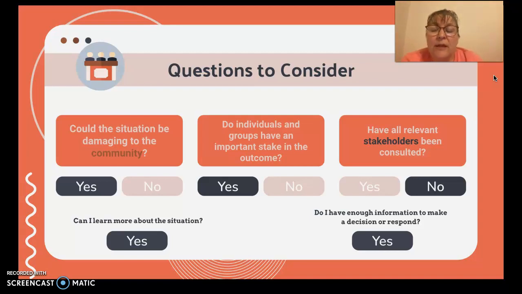Have all relevant stakeholders been consulted? The information is not clear, so pick no. Can I learn more about the situation? Most definitely I can, but do I have enough information to make a decision or respond?